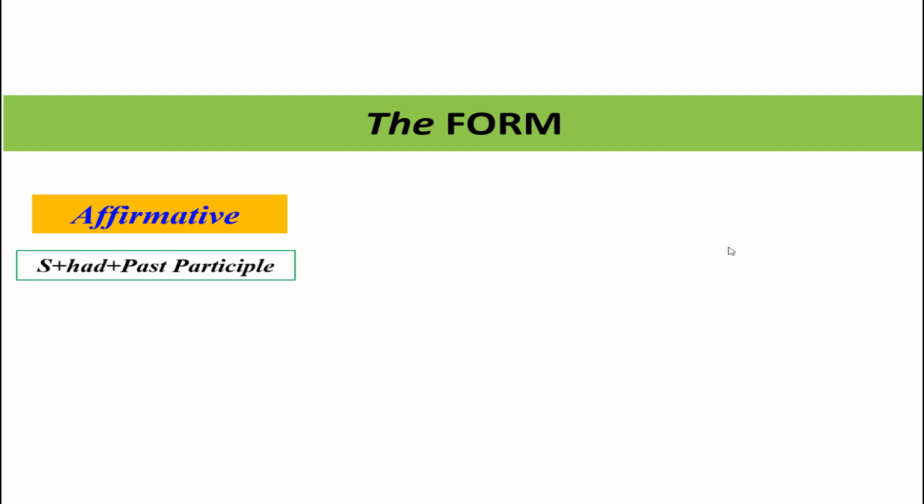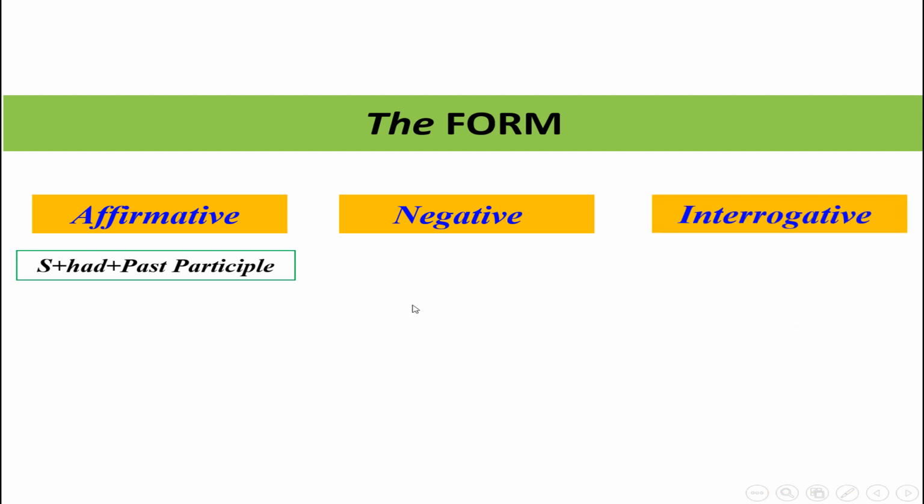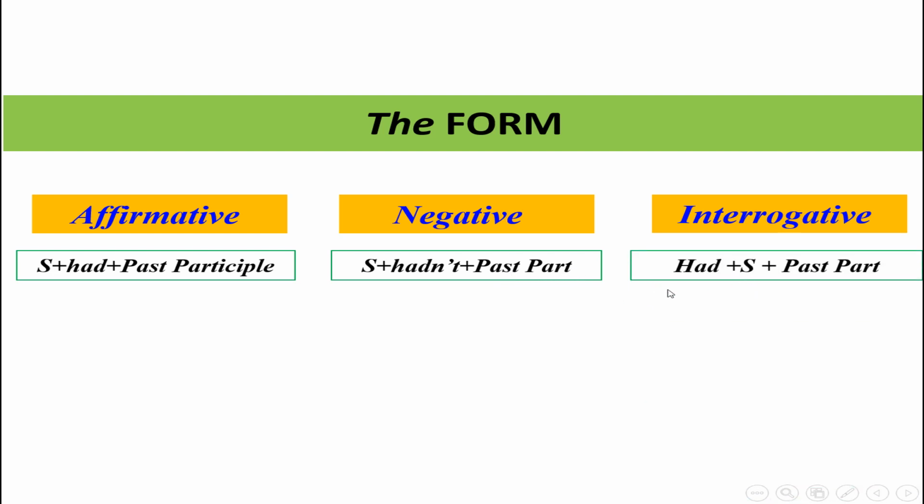Now we are going to deal with the form of the past perfect. So in the affirmative form, we have the subject. The subject can be he, she, I, we, Ahmed, John, my parents, etc., plus had plus the past participle of the verb. In the negative form, we also have the subject plus hadn't and the past participle of the verb. In the interrogative form, we switch the places. The auxiliary had takes the place of the subject, and the subject takes the place of the auxiliary. So we have had plus subject plus past participle in the interrogative form.